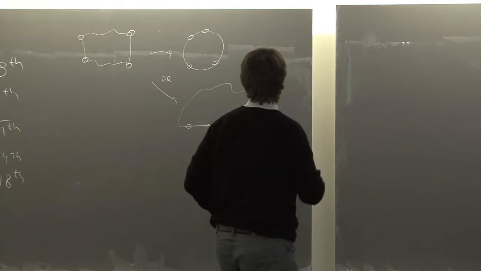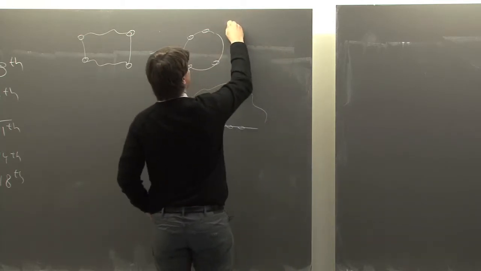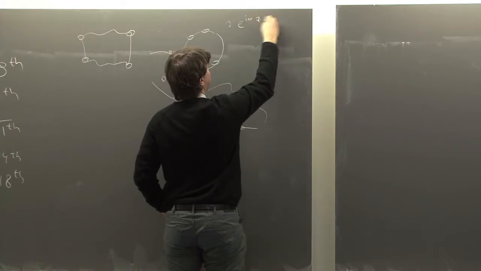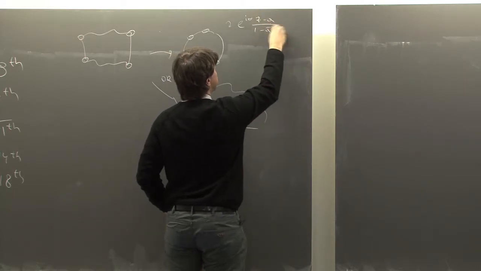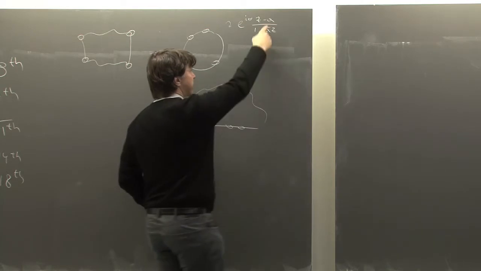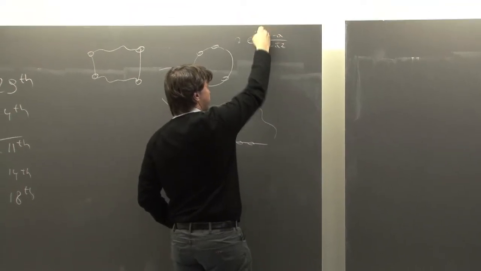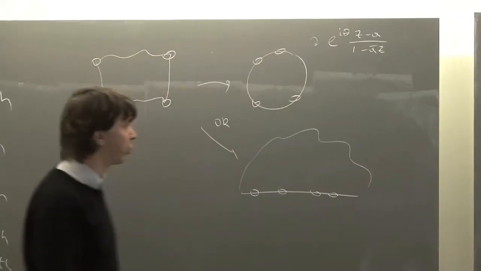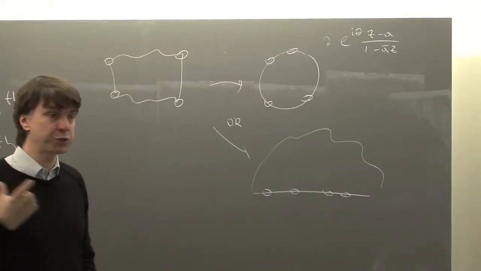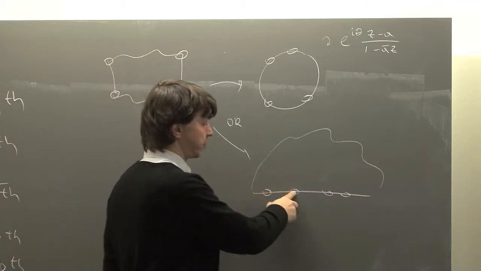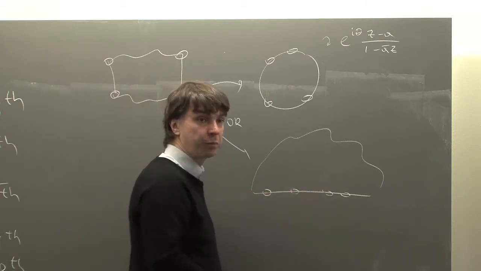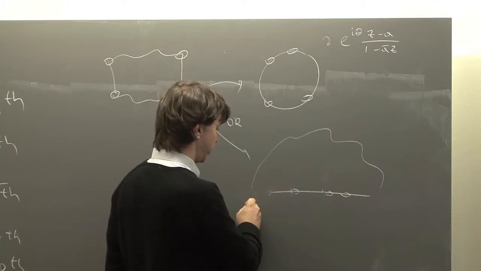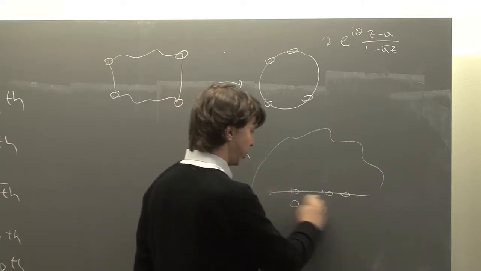For the disk, all the maps you can write as e to the power i theta times (z minus a) over (1 minus a bar z). So there is a complex number a, there is a real number theta. So there are three real parameters. It's always a similar formula. So you can, for example, send the first three points to any points you wish. For example, here they usually send them to infinity, 0 and 1.